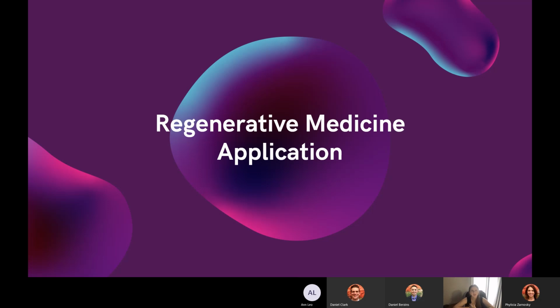Okay, so now that we talked about toxicity, how to prevent it, and all of that good stuff, I'm sure this is the part that a lot of you have been waiting for: how does all of this come together to apply to regenerative medicine? So let's go and talk about that a little bit more in depth.